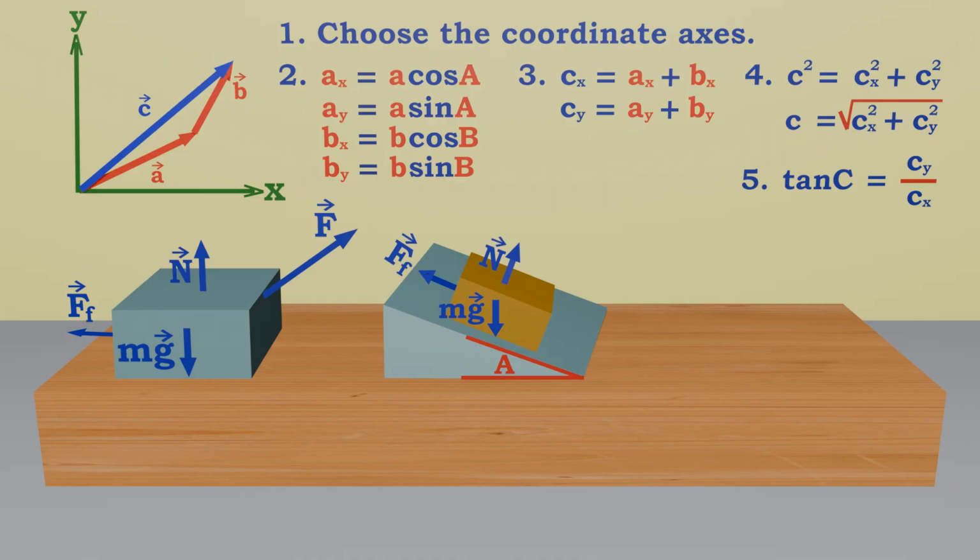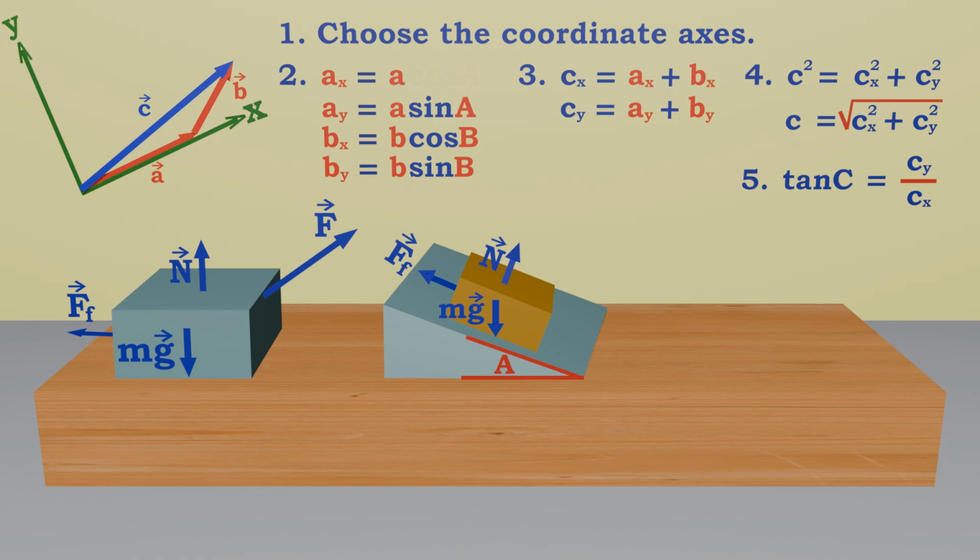Let's place the x-axis along vector A. That way, we don't need to calculate its components. Ax is just the vector itself, and ay is 0. To find cx, we add a and bx, and cy is simply equal to by. Of course, angle B is the new angle between vector B and the x-axis.